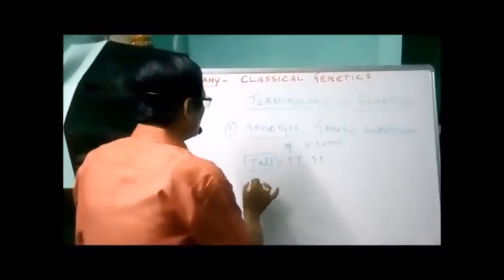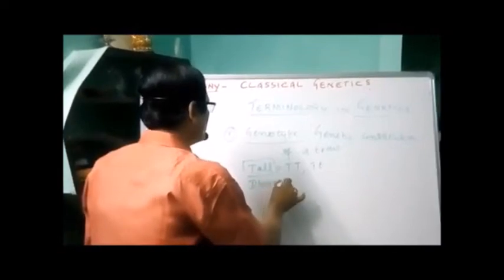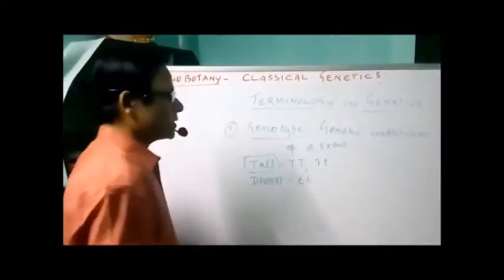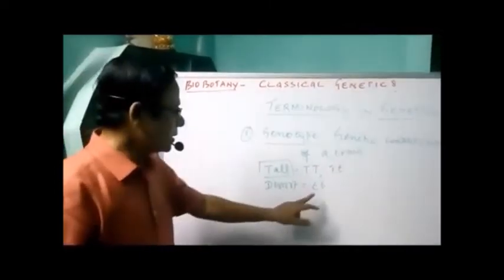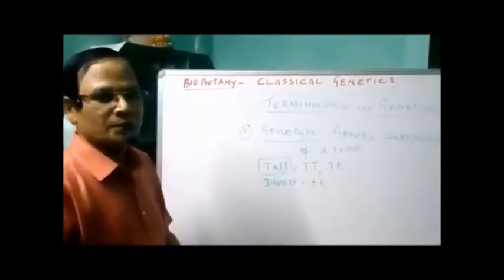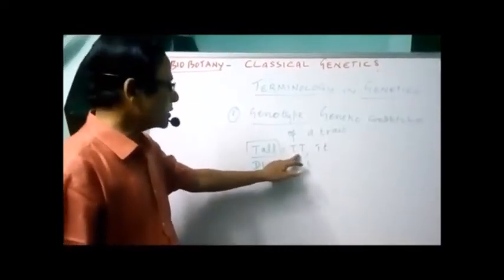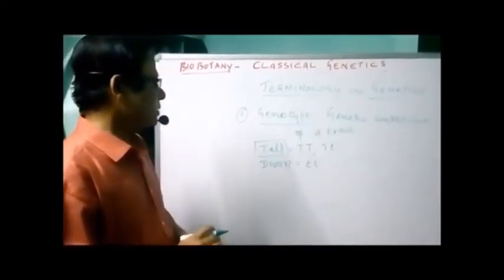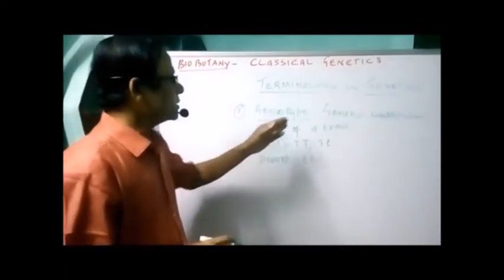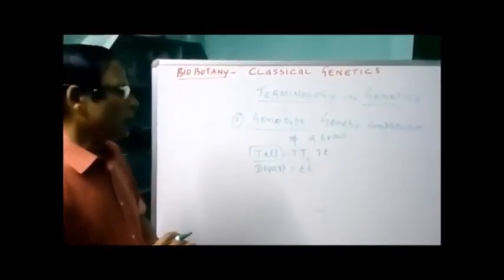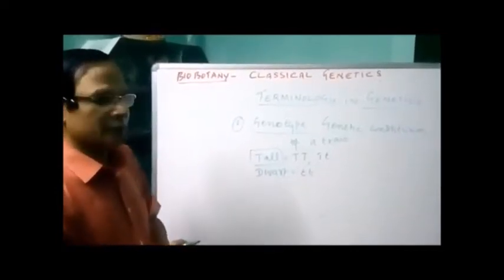And if you are taking the dwarf, the recessive character can be expressed only in homozygous condition, whereas the dominant character can be expressed in both homozygous and heterozygous condition. This is the genetic constitution of a trait, otherwise called genotype. Now we have two different types of genotypes.